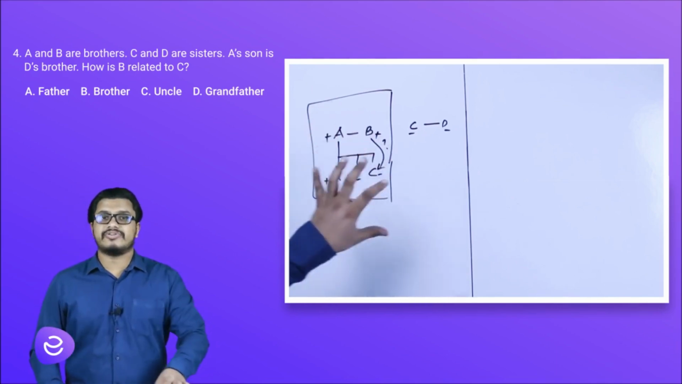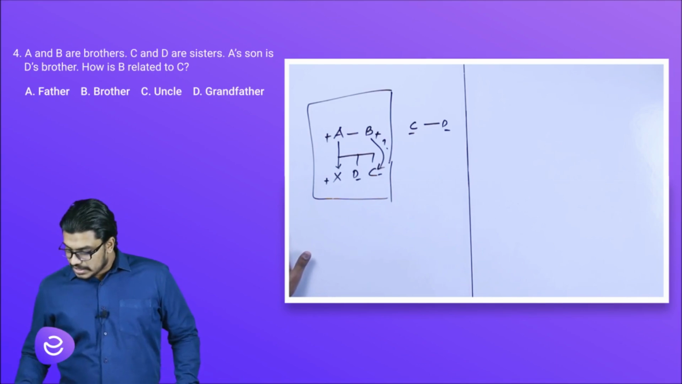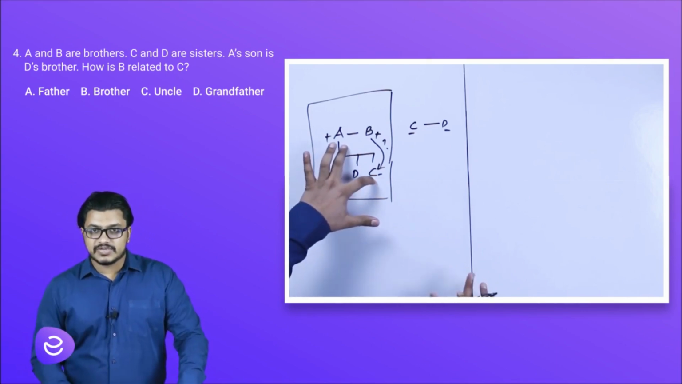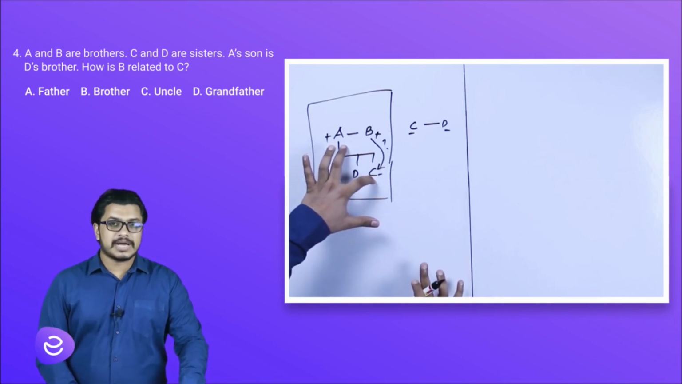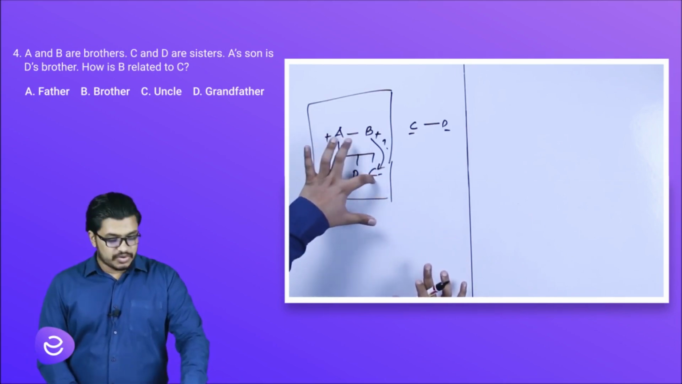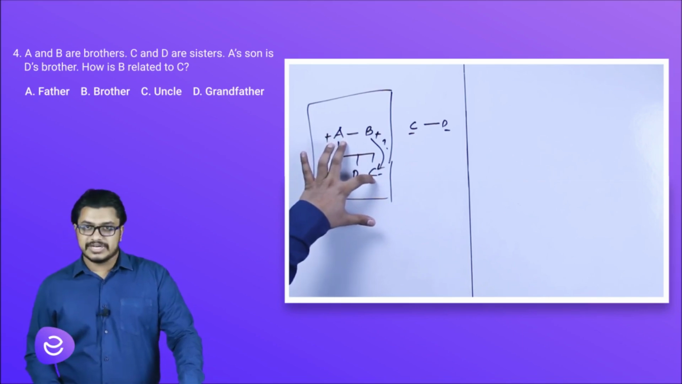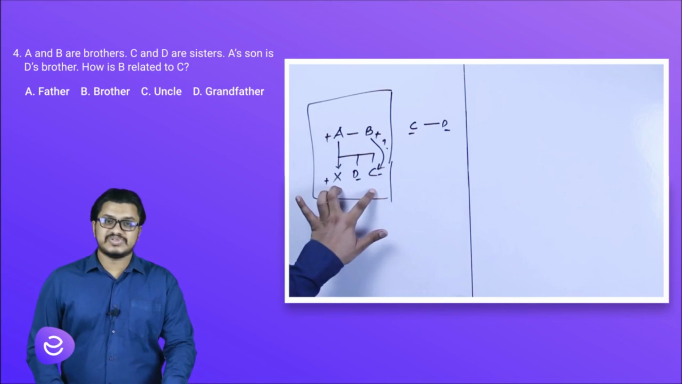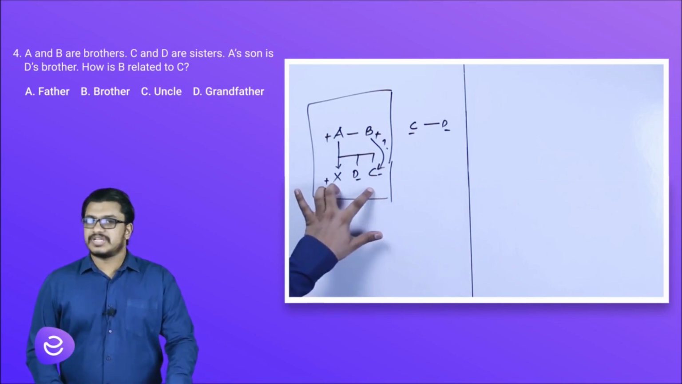There is nothing about grandfather here. About father, father is actually A. When relating to C, father is A. They are not asking about A, they are asking about B. So father is not the answer. Brother, brother is actually X, not B. They are asking about B, but actually brother is X. So brother is not the answer.